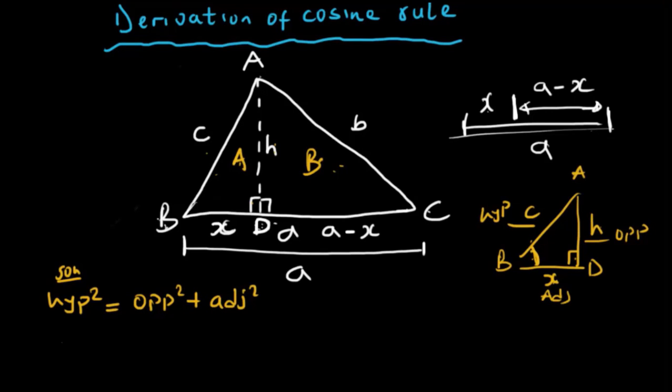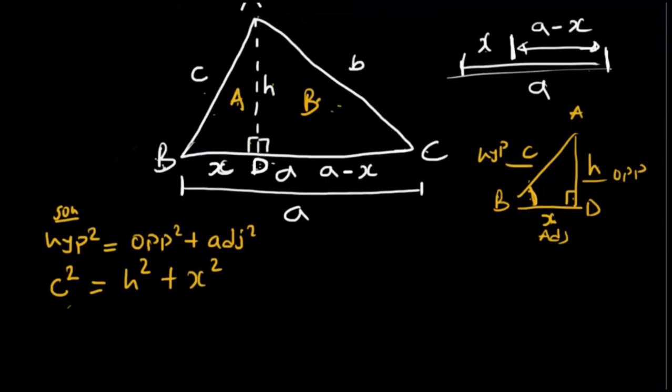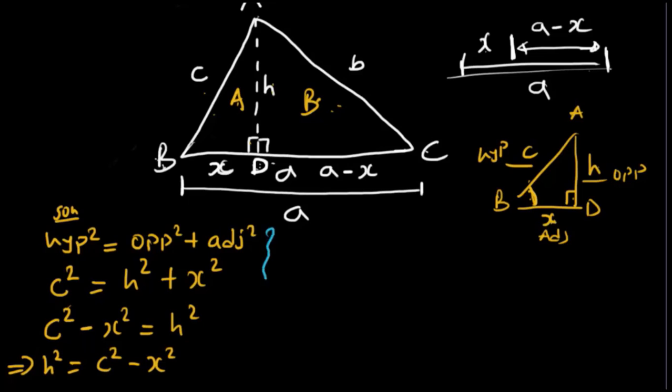So I can slot this into this formula. I should be having C square equals H square plus X square. So I can make H square the subject of the formula. So X square goes to meet C square. So I should be having C square minus X square equals H square, which implies that H square equals C square minus X square. Does this make sense?